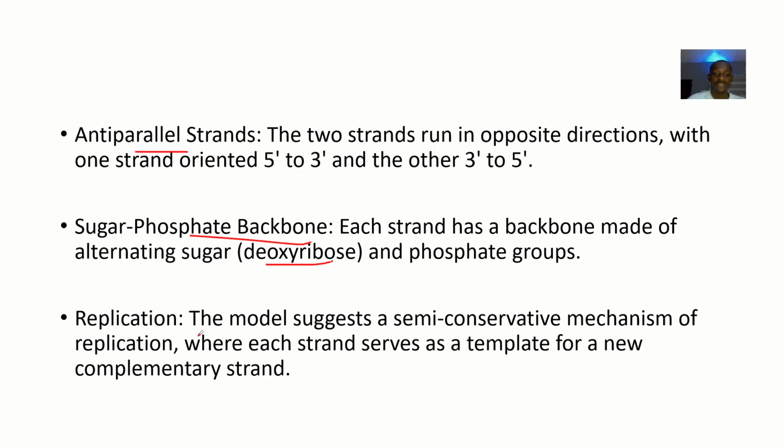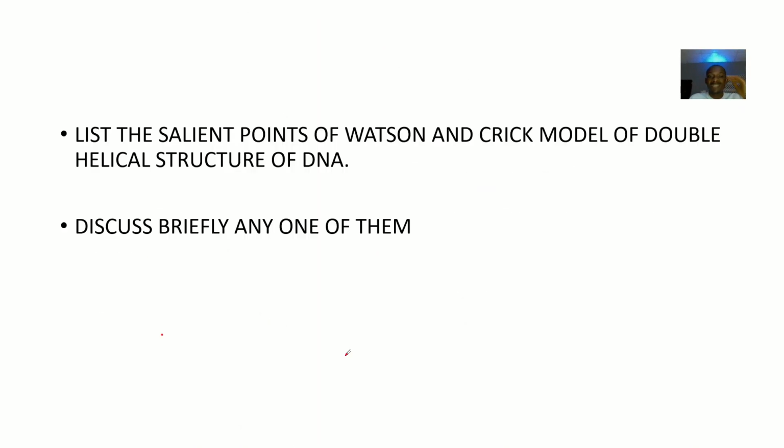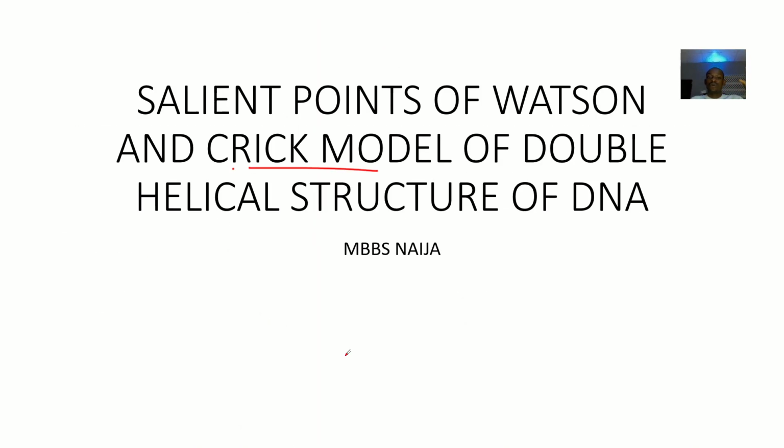Then replication. The model suggests a semi-conservative mechanism of replication. That's when you talk about the event of DNA replication, but I've already answered two questions on the event of DNA replication. Now, this semi-conservative mechanism of replication simply means that each strand serves as a template for a new complementary strand. You get? So that's it for the salient features of the Watson and Crick model of double helical structure of DNA.